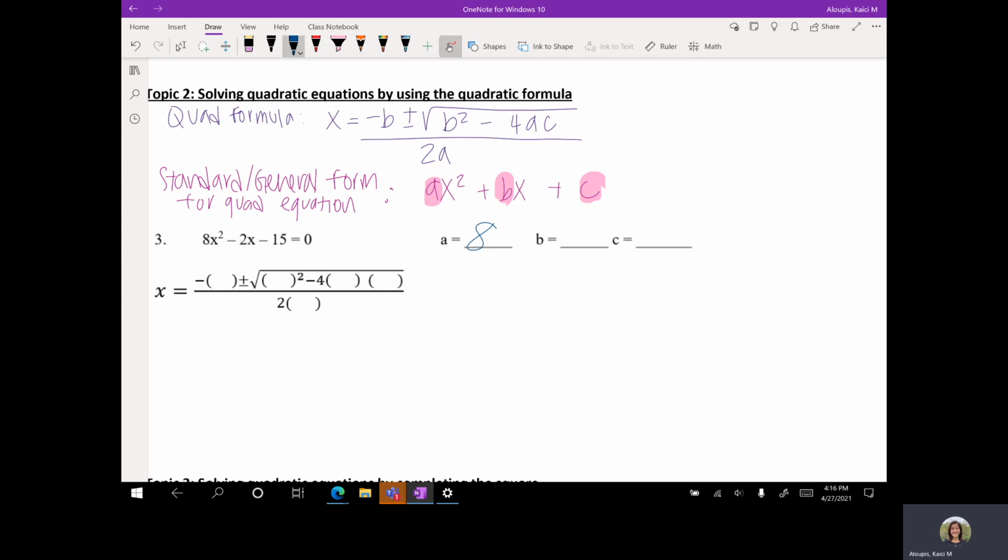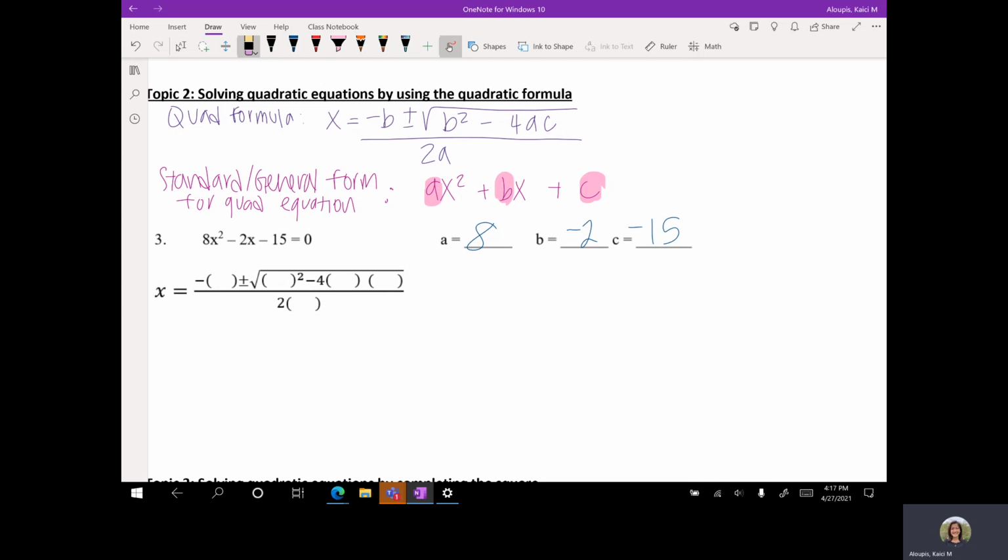For B, the value of B is whatever's the middle term, whatever's being multiplied to the x to the power of 1. Here's that middle term. And it's not just 2, but negative 2 because it's a negative 2x. X itself is not a negative variable. It's negative because there's a negative 2 being multiplied to it. The last one is the C term. The C term is the term that has no variable being multiplied to it. In this case, it's negative 15, because it says subtract 15, which is a negative 15.